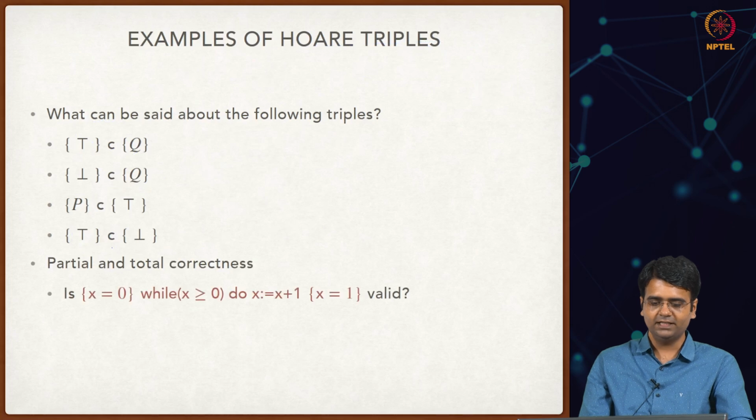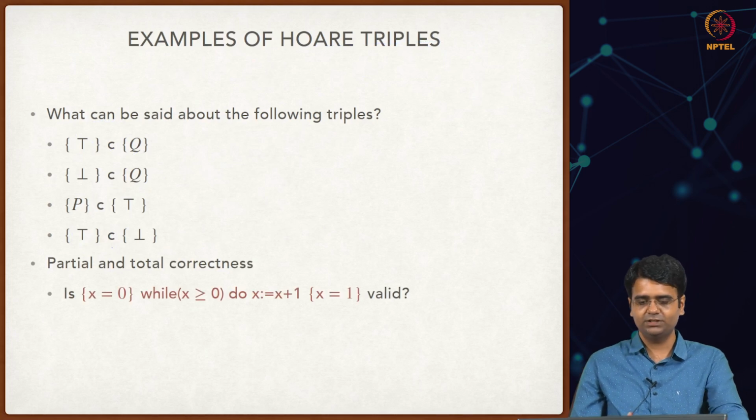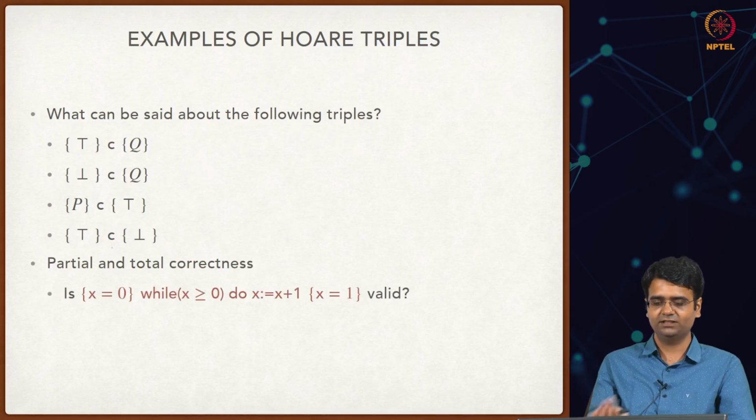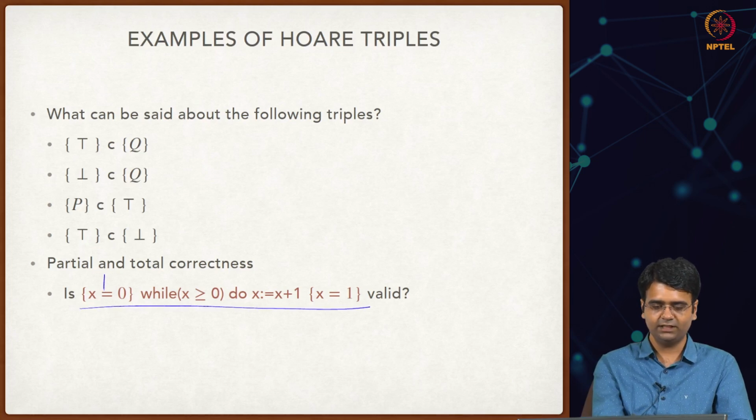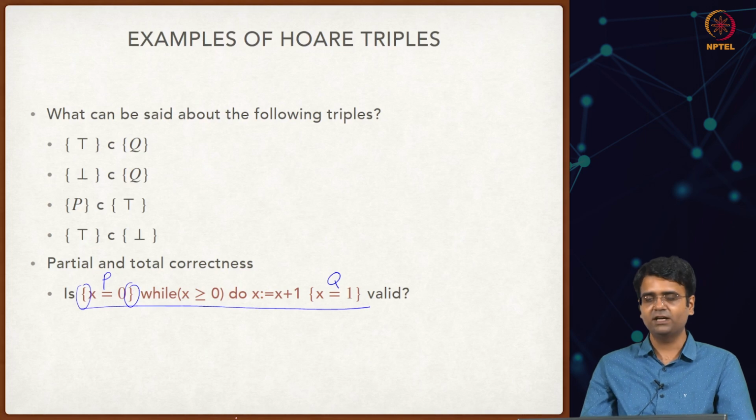Okay. Let us look at a couple more examples which demonstrate the difference between partial and total correctness. We have already seen one example earlier. Let us look at another example. Let us consider this program. Again this is a Hoare triple. This is the precondition, this is the postcondition. Notice that I am using curly brackets, which means that we are talking about partial correctness.